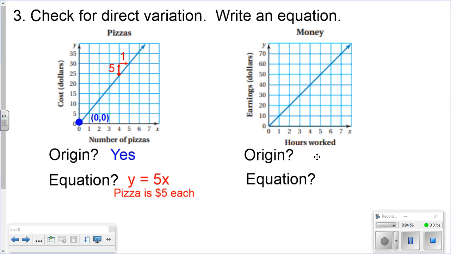In this one, checking again, does it go through the origin? Yep, it goes through the 0, 0 point. So I write my equation, y equals 10x, because I pick any 2 points on the graph, and you can see on the side here, it's going up by 10 and over by 1, so y equals 10x, which means that this person is making $10 per hour.